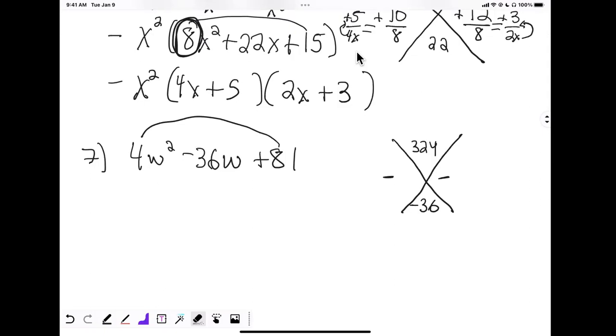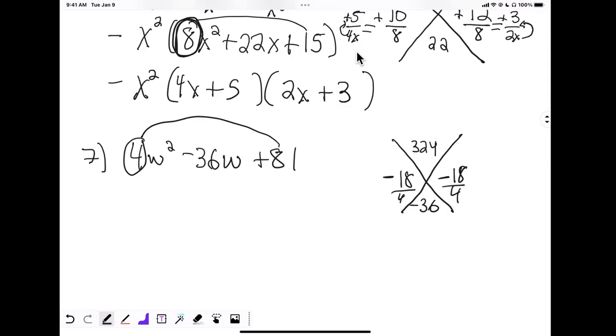324 happens to be a perfect square. Anybody know that? That's just because I sort of remember 324. So the square root of 324 is 18, and 18 times 2 is 36. Now, granted, I might have to think about this for a little while, but that's what it is. Okay, so now I have to divide both of them by 4.